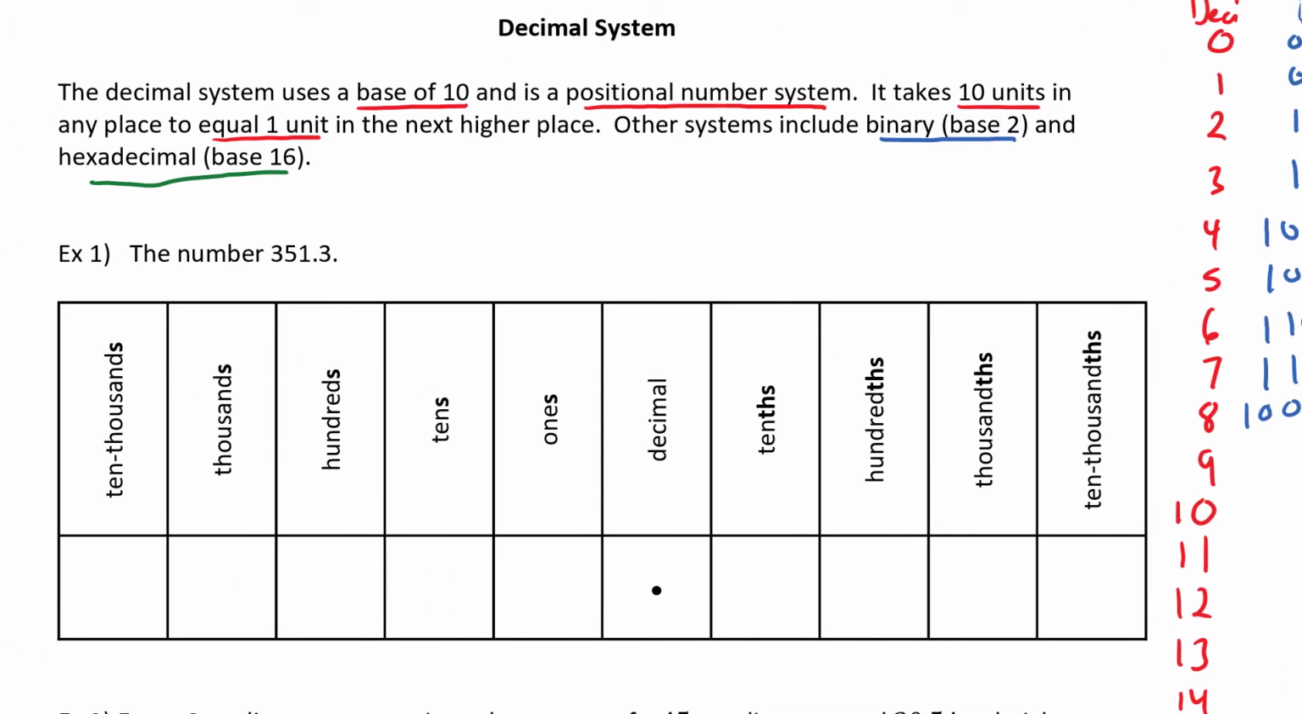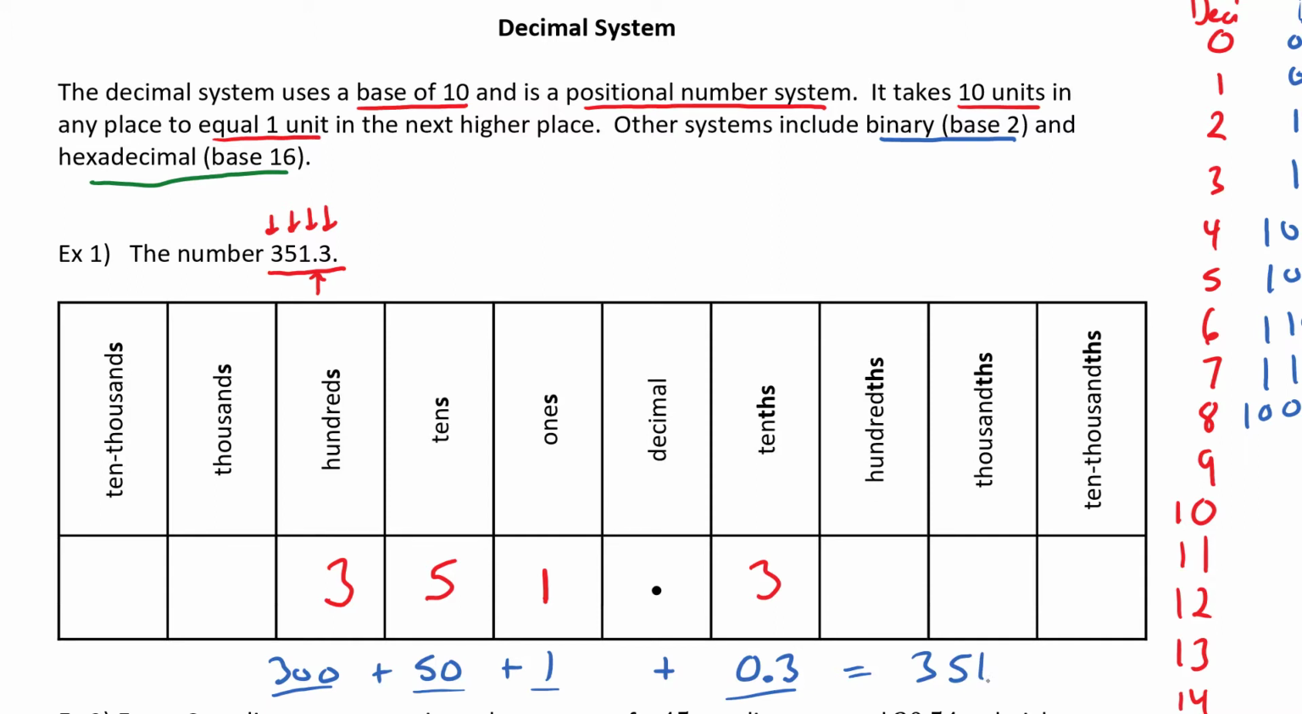Let's continue on with the decimal system. This should be review for all of you. So if we're given this number here, 351.3, the position of each of these numbers represents something. So we have our decimal point here, the 1, the 5, the 3, and the 3. What this represents is 3 hundreds plus 5 tens plus 1 one plus 3 tenths. So we can build them up together. If we take all those individually together, we can get the number 351.3.